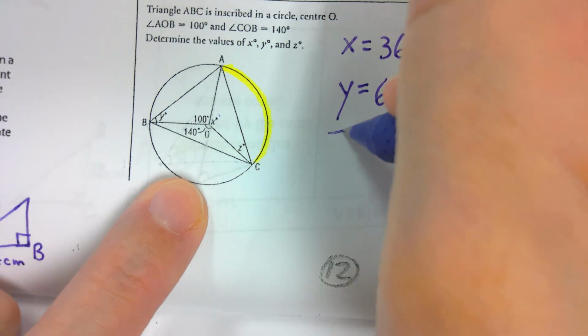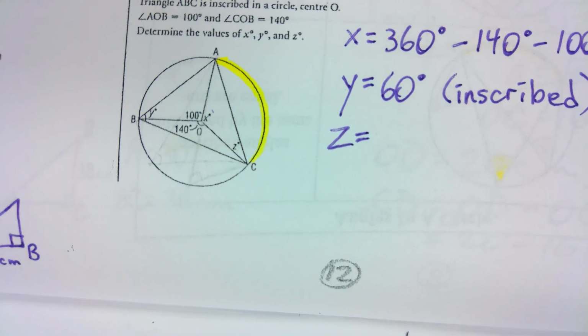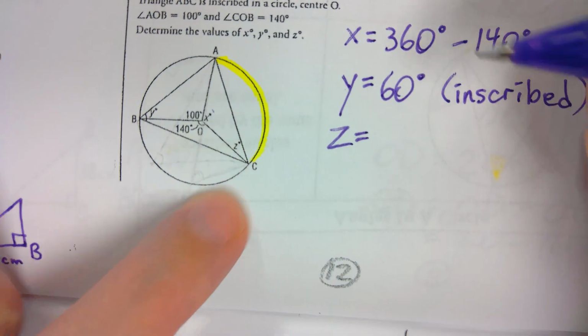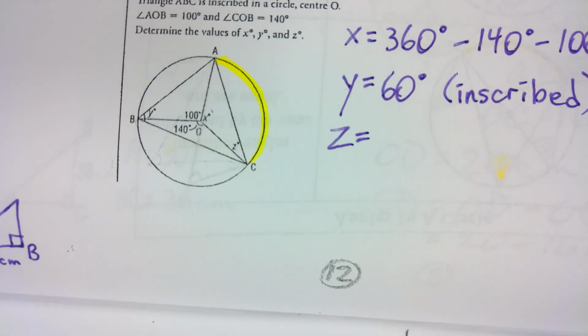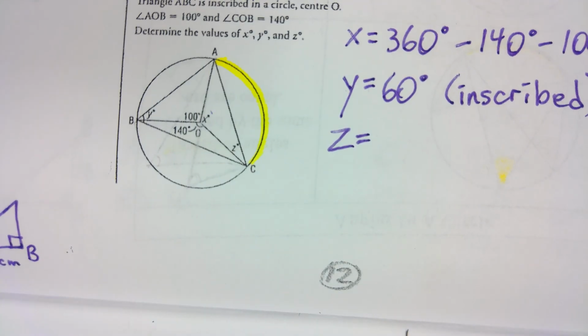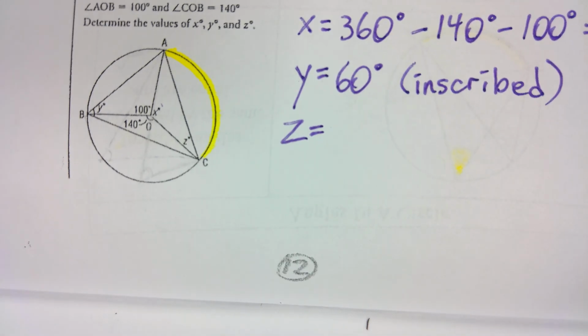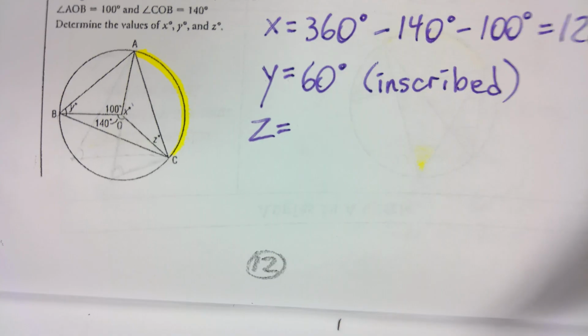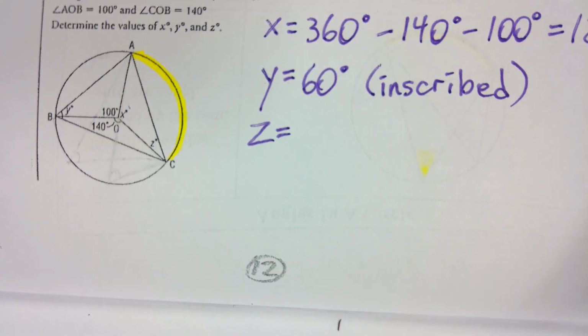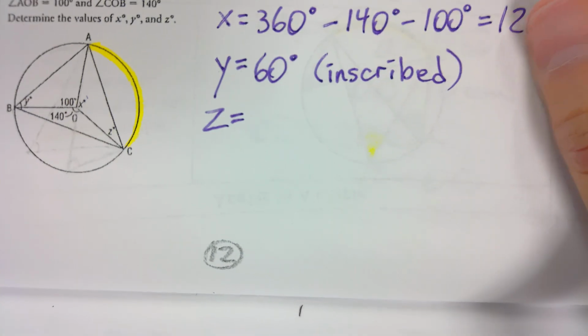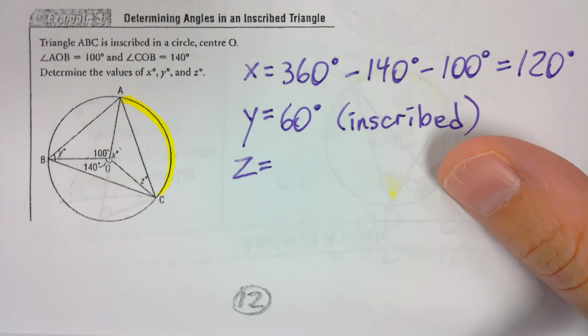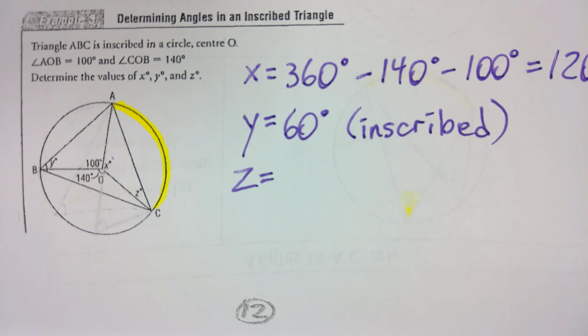Okay, let's finish off this one and then we'll do a lot of practice on page 13 and 14. Z is tricky. Who knows what angle Z is? Okay, Khan. Yeah, 30 degrees.